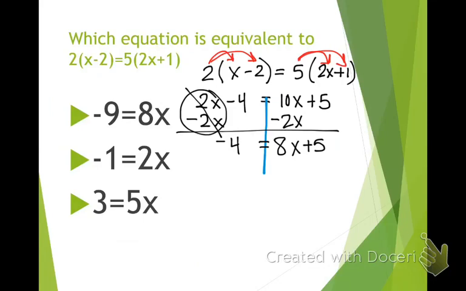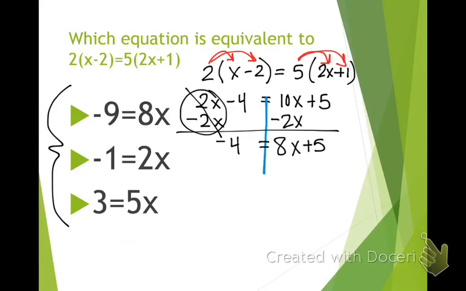Alright, so now let me look at my choices over here on the left-hand side. I have these 3 choices that I'm looking at, and I don't see that any of those looks like my equation yet. So I'm not going to stop here, I'm going to keep going to solve it. So looking back over here again, I have negative 4 equals 8x plus 5.